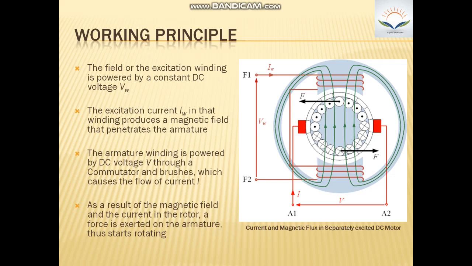Once the field or the excitation winding is powered by a constant DC voltage, the excitation current in the winding produces a magnetic field that penetrates into the armature. The armature winding is powered by DC voltage through a commutator and brushes, which causes the flow of current. As a result of the magnetic field and the current in the rotor, a force is exerted on the armature and it starts rotating.